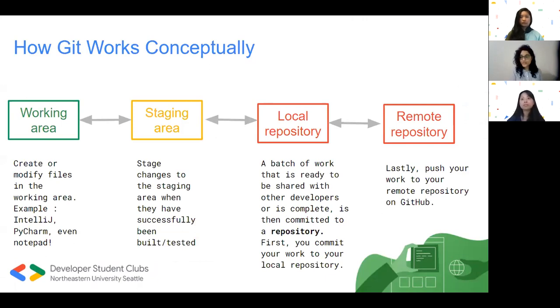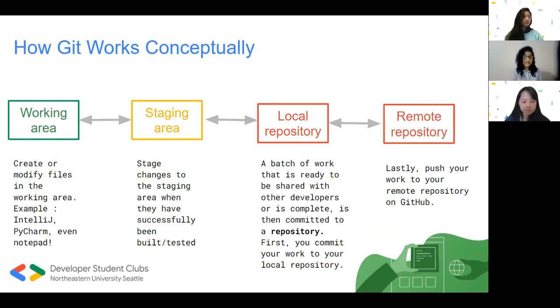All right, let's look at how Git works conceptually. Basically, Git works in a three-part architecture. We have a working area, a staging area, and repositories, mainly your local repository and your remote repository. The working area on your computer is anywhere that your work is done. So this can be anything where you write code or basically any IDE. This can be IntelliJ, PyCharm, or it can even be a simple text file in your notepad. Create new files or modify existing files in the working area.